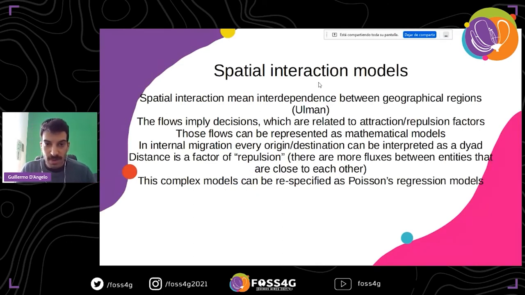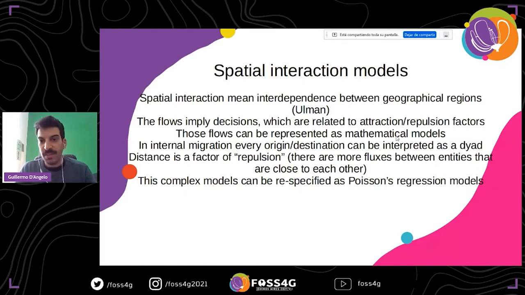So what about spatial interaction models? Spatial interaction means interdependence between geographical regions, based on Ullman, who first introduced the concept in the 50s. Flows imply decisions which are related to attraction or repulsion factors. Attraction could be the presence of the university, education facilities, higher average salaries or income. High unemployment could be repulsion, high rates of employment could be attraction, and so on.